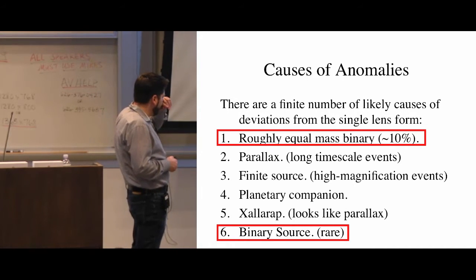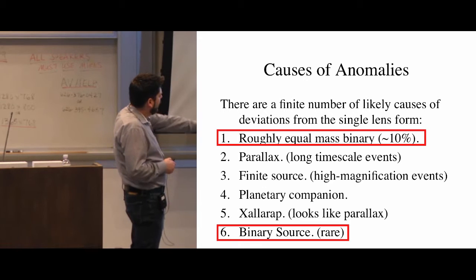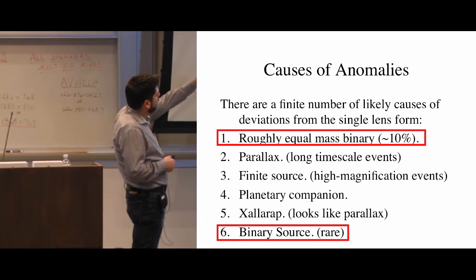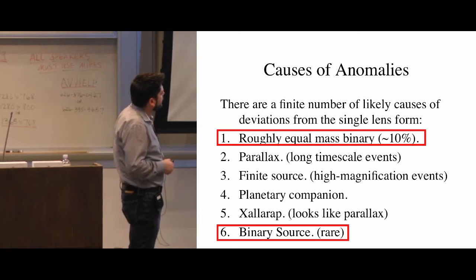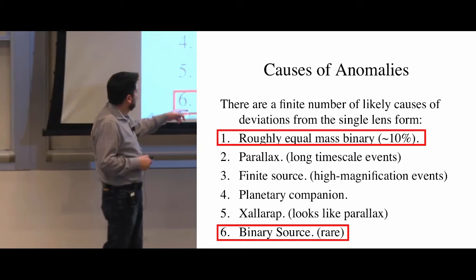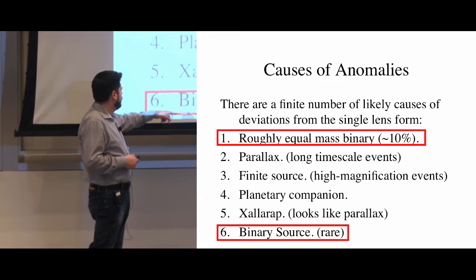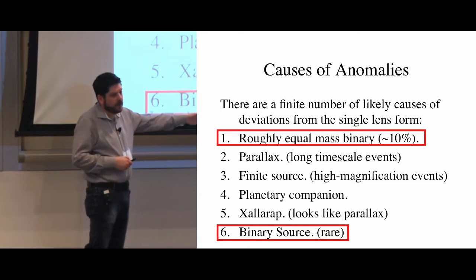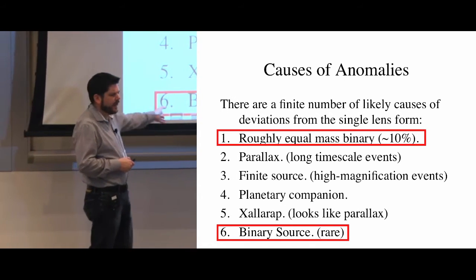There are other causes here that I haven't mentioned. You can have, of course, combinations of these, binary source plus binary lens. That's been observed now at least twice, I think, or at least once. You can have triple lenses or higher order lenses. So I think I counted this right.